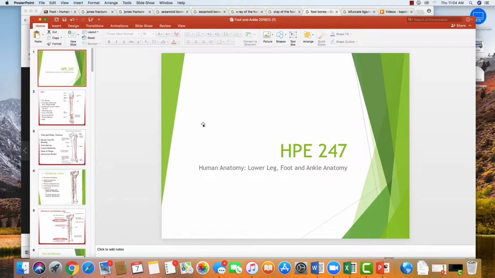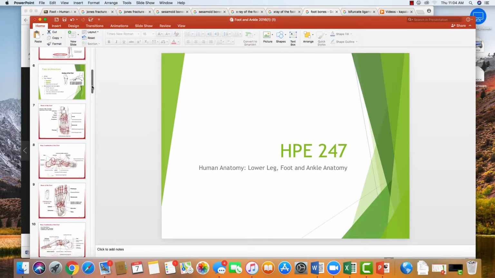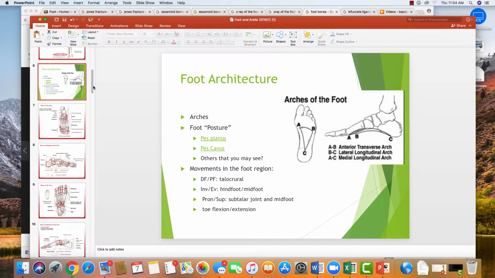I'm going to again use the same PowerPoint that's in Blackboard for reference. We're just going to skip down into the foot related things, as we already covered the ankle. So I want to start on slide 6 if you're following along. And this talks about the architecture of the foot.